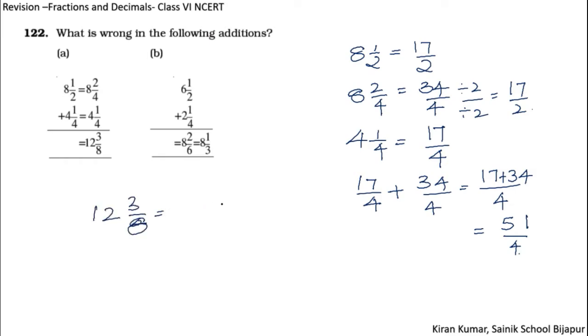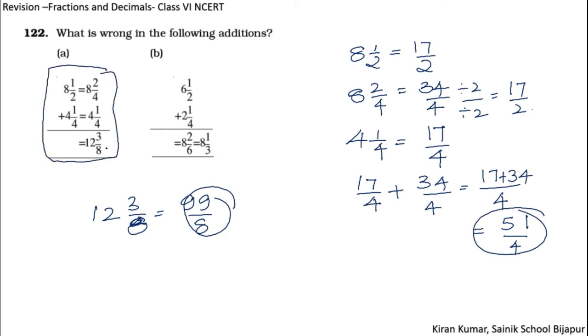Now if you consider 12 3/8, this will be 8 multiplied by 12, which is 96, plus 3, 99/8. These two are not the same. So here the mistake is in the denominator, it has to be 4. The equal denominators will be retained, only the numerators will be added up. In this case also there is a difference.